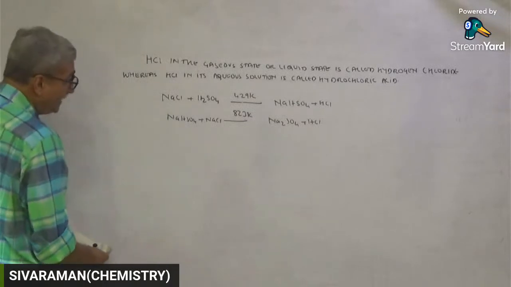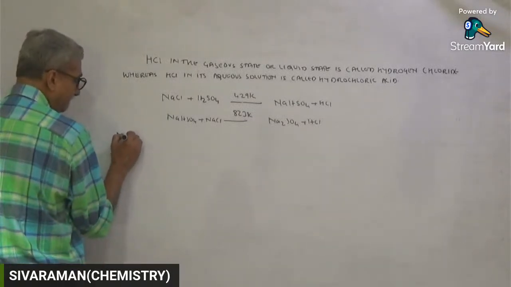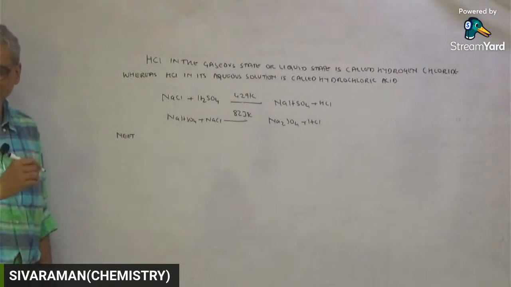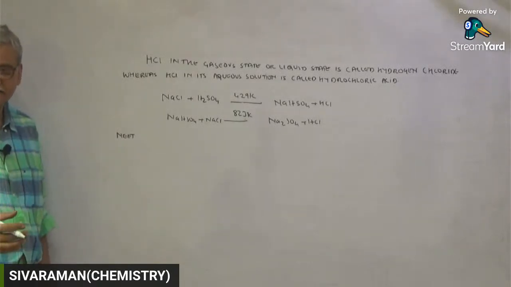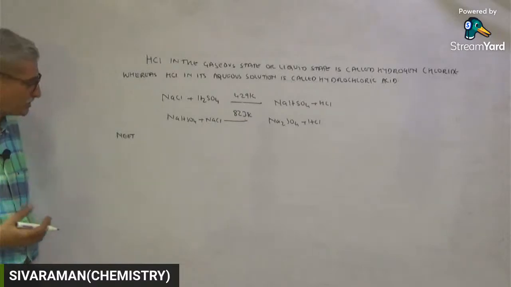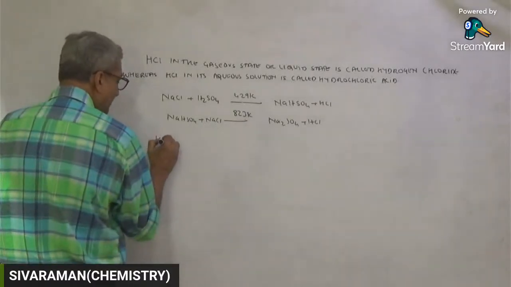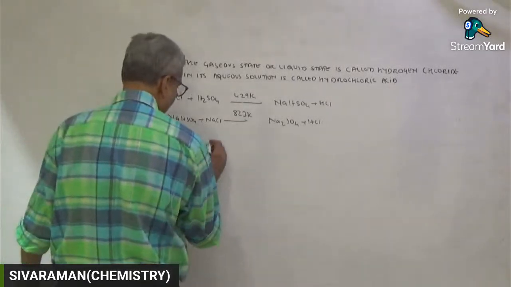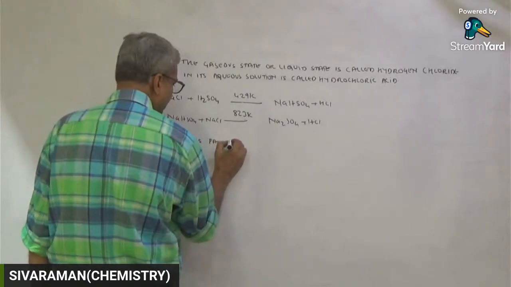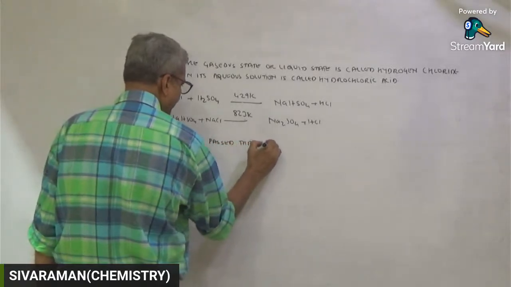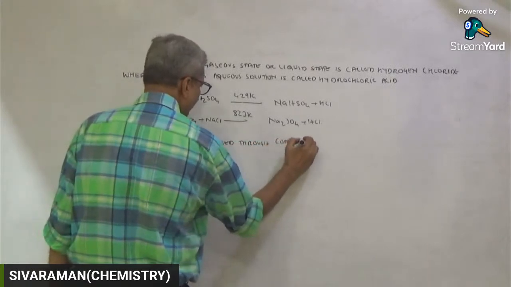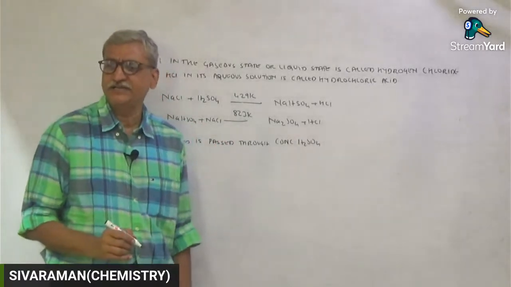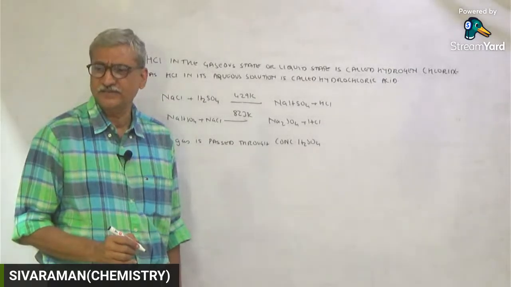Is this clear? Now, from the entrance exam point of view, NEET and JEE students, this hydrogen chloride gas has to be dried. It has some moisture. So how is it dried? Hydrogen chloride gas is passed through concentrated sulfuric acid. The drying agent is concentrated sulfuric acid.